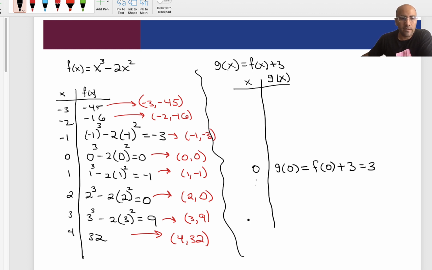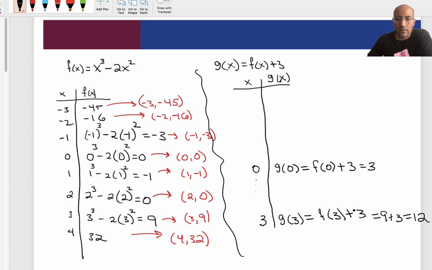Good. Okay, so if I try other values, let's say we skip down here to 3. We let x equal 3, then this would be g of 3, which equals f of 3 plus 3. And f of 3, well, that comes as a result of plugging in 3 into the f function, which gives us a 9, 27 minus 18. So this is going to be 9 plus 3, which equals 12.